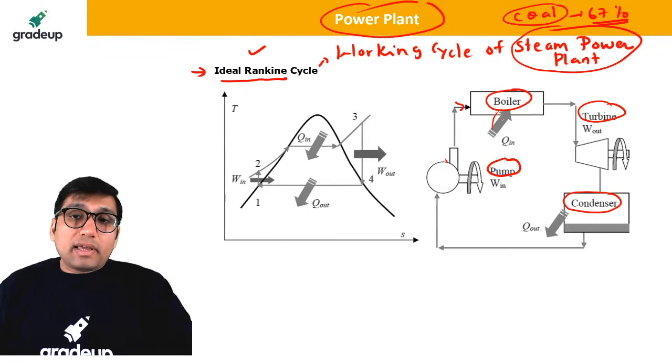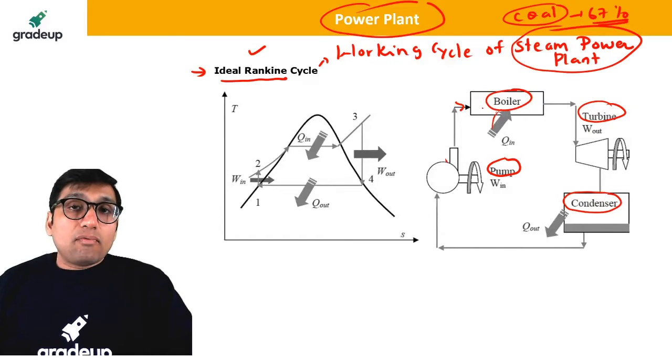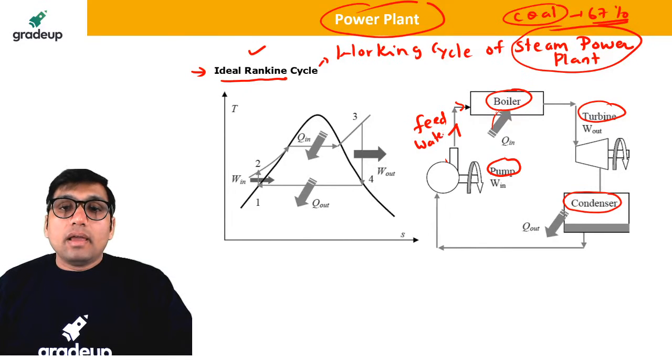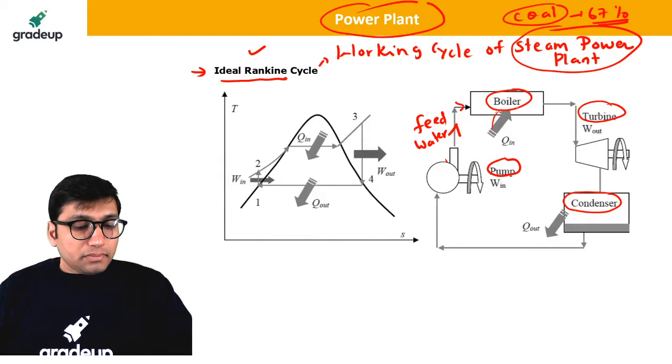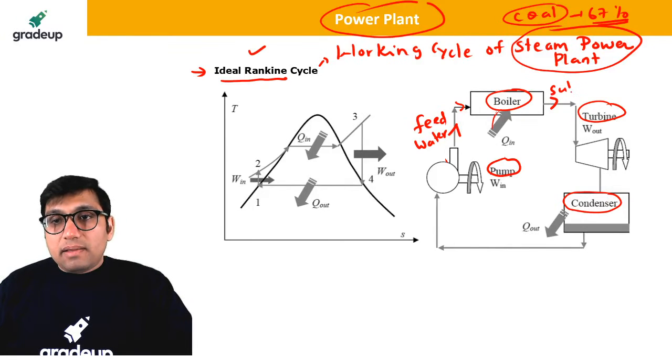Coal will undergo combustion with air in a furnace, and the heat of that coal will be provided to a boiler. In the boiler there will be some water which will be supplied by the pump. So feed water will be supplied by the pump, and that water will get heated up in the boiler. When the water gets heated up, it will change into steam. But in an actual power plant, that steam is sent to the superheater, and after that the superheated steam from the superheater will enter into the turbine.